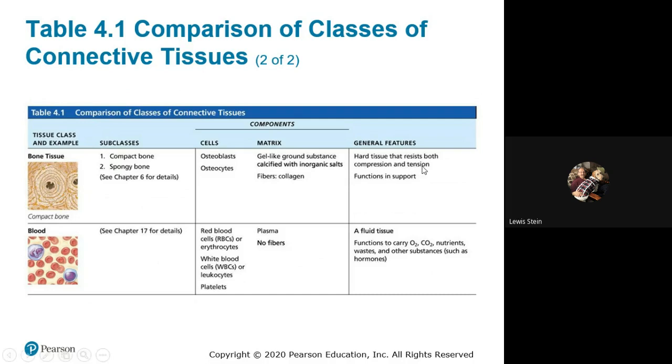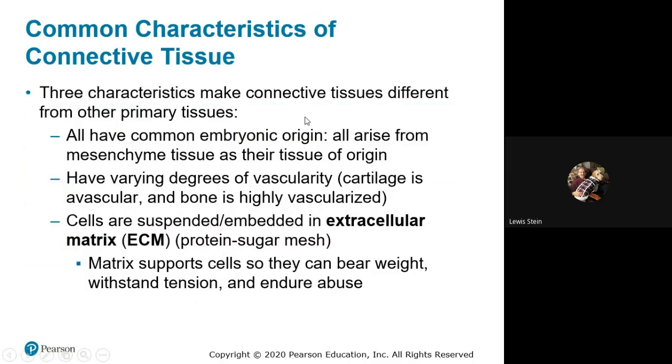Very hard tissue, because in addition to its construction that you will see, it tends to attract calcium and phosphate and some magnesium and phosphate. And that hardens it even more. So bone's really strong. And we'll get to the blood separately. So, three characteristics: all have a common embryonic origin, arising from mesenchymal tissue or mesenchyme; varying degrees of vascularity, cartilage none, bone a ton. They are suspended. The cells are within, trying to use my terrible illustration, what's called an ECM or extracellular matrix. The mesh is made out of a combination of proteins and sugars.